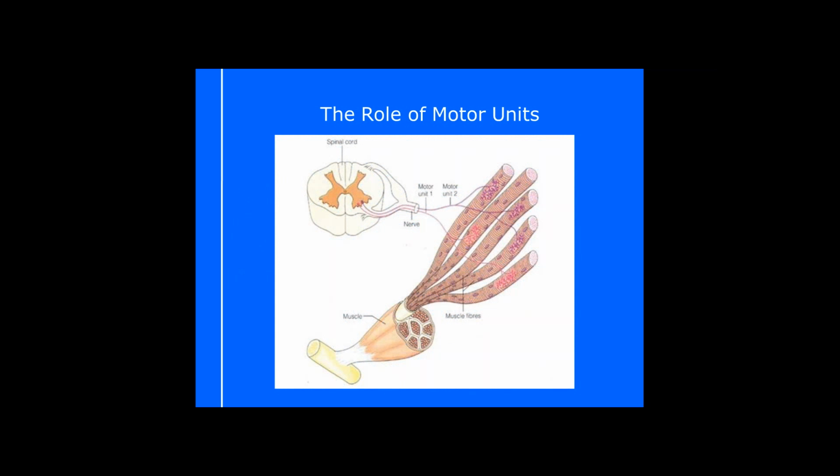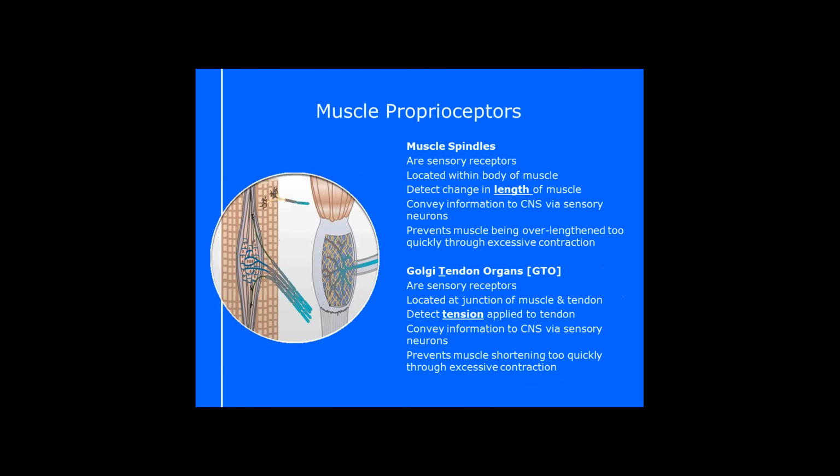Here's a lovely picture of a motor unit. You've got the central nervous system, which is the spinal cord. You've got the motor units coming off, and you can see how the muscle fibers are all attached to the motor neurons. And obviously the other word for motor neuron is efferent neuron. Good stuff. I want to talk about this in relation to some proprioceptors.